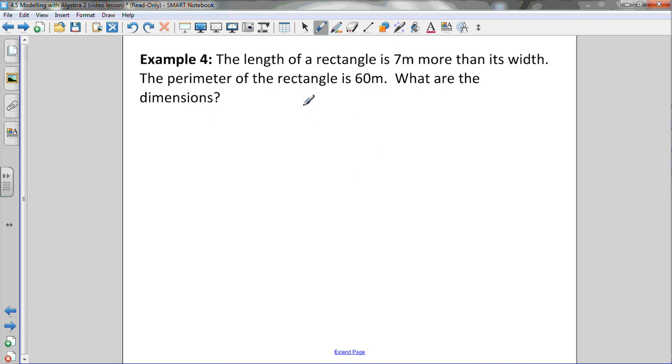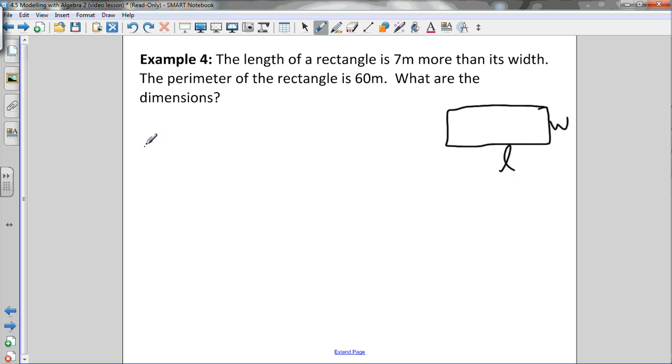So the length of a rectangle is 7 meters more than its width. The perimeter is 60 meters. What are the dimensions? So first thing I'm going to do is define my variables. It's asking me for the dimensions of a rectangle. I know a rectangle has a length and a width. I'm just going to make a quick diagram of a rectangle here. I've got a length and a width.